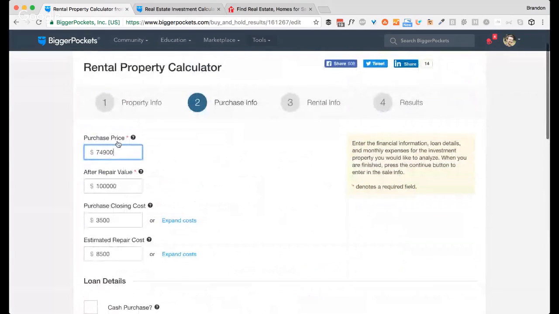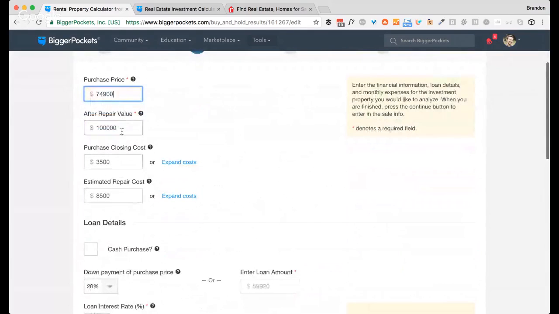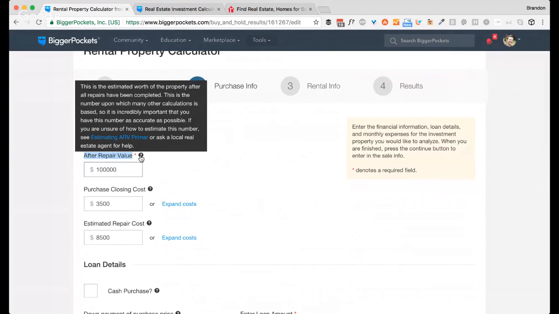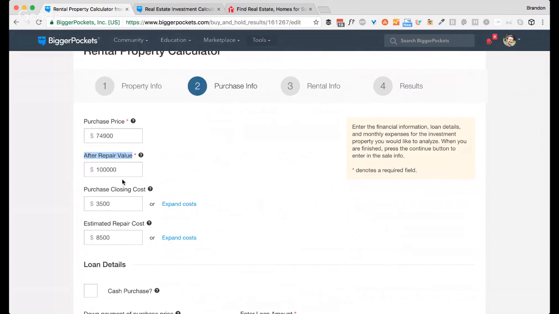On page 2, we're just going to put the purchase price: $74,900. What's it worth when it's fixed up? Closing costs. And if you don't know this stuff, again, hover over the question mark. In fact, a lot of people struggle with after repair value. But check this out. If you hover over the question mark, there's even a link to an article on how to estimate the after repair value. Again, we want to help you learn how to do this while you're going through it.